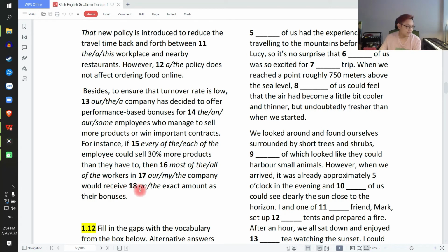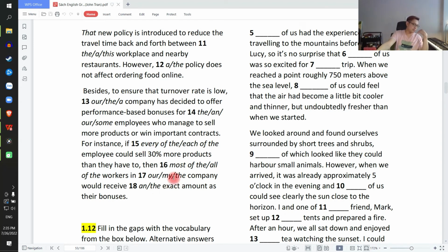18, would receive the exact amount as their bonuses. Because the exact amount, we know exactly that the exact amount refers to 30% more products than they have to. Cái chỗ mà cái lượng chính xác này nó nói về cái số 30% nhiều sản phẩm hơn là họ phải bán á. Nó refer cho nên là nó phải xác định nó là cái gì. So it refers to 30% more products.